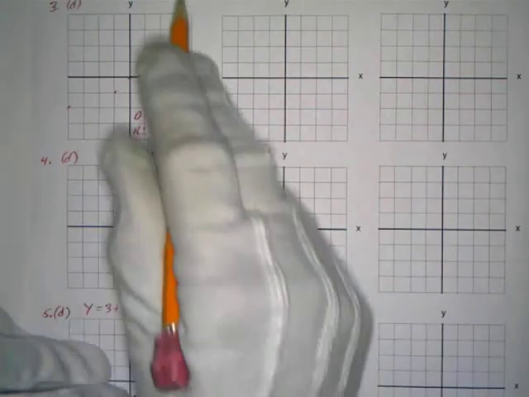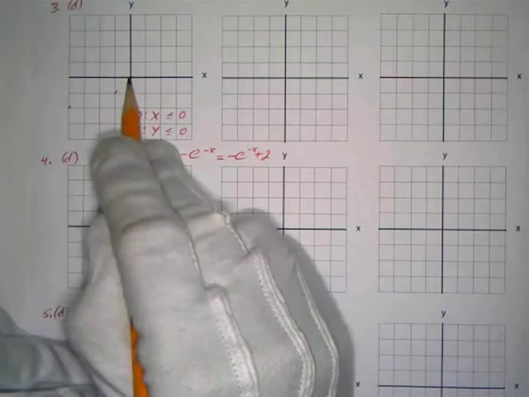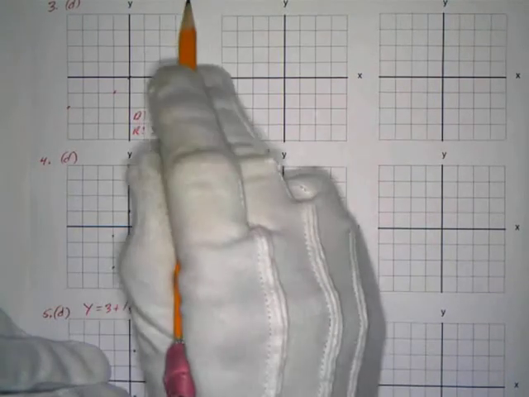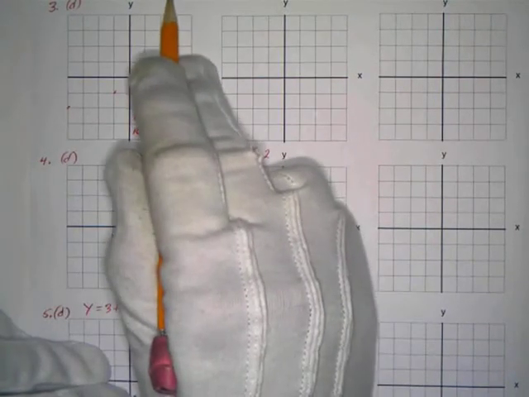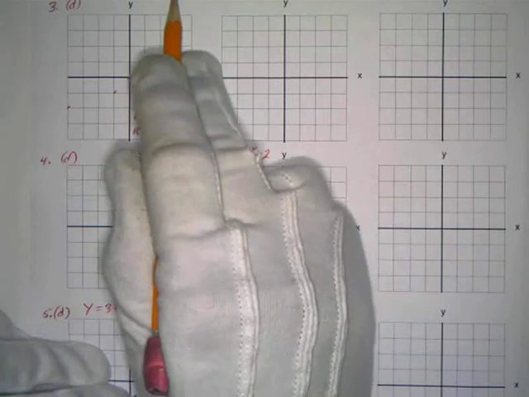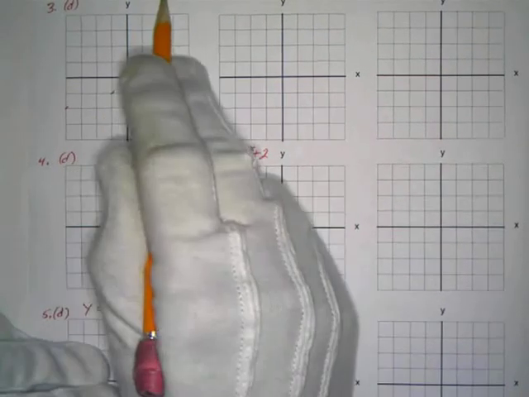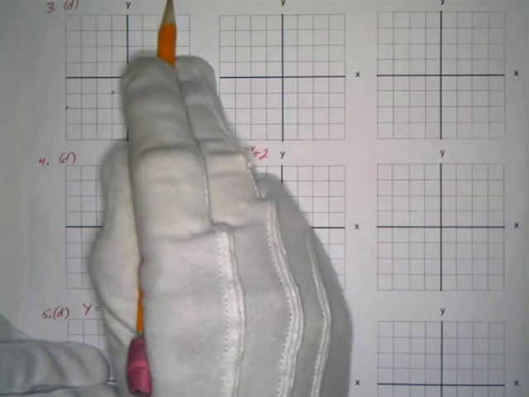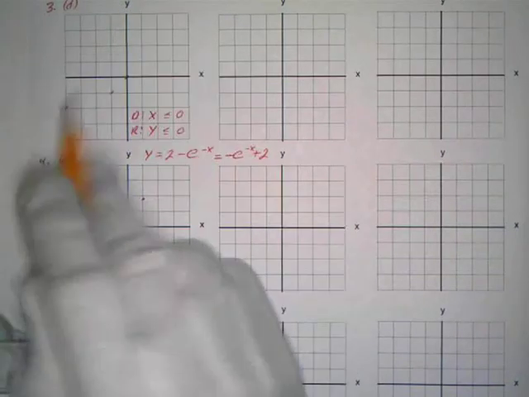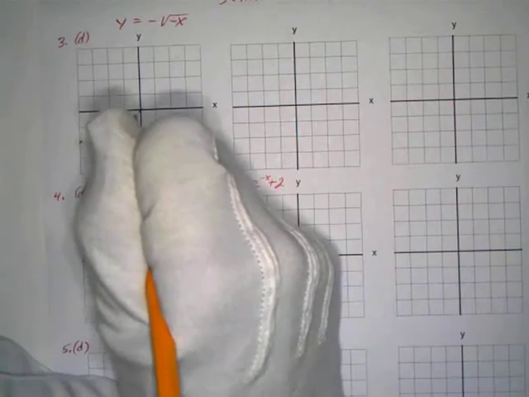And then the next one here, D. y equals negative the square root of negative x. So again, 0 is no problem. That's just 0. And when x is negative 1, that's going to be the positive 1. The square root of positive 1 is 1, but that's going to be negative 1. And when x is negative 4, that's 4. The square root of 4 is 2, but that's negative 2. So it looks like this.